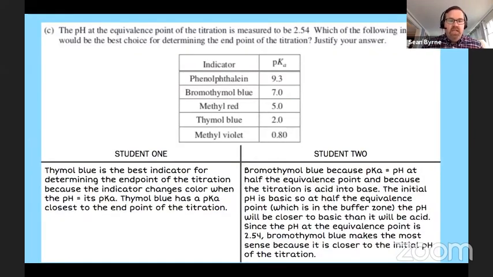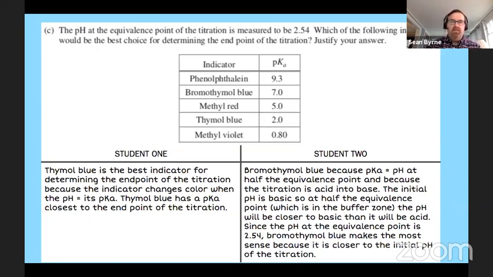What I've done here for part C is I've given you two different student responses. So these are actual students who wrote these words out in order to justify their answer. I'm going to give you a second to read what student 1 said. They're justifying why they believe thymol blue is the best indicator. And student 2 believes that bromothymol blue is the best answer. So read through their justifications and also compare their solution to your solution.